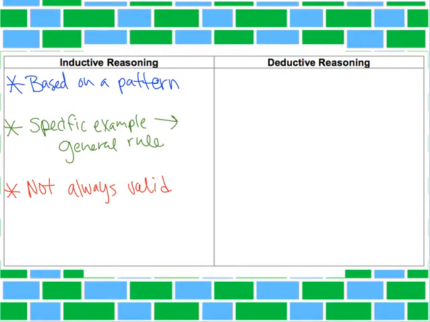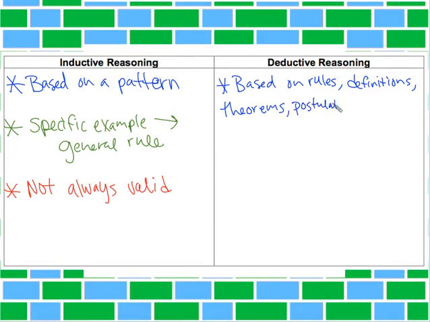Okay, so deductive reasoning is what we're starting today. This is a little bit more reliable. This is based on rules, definitions, theorems, postulates, formulas, anything like that. Anything that you're told is a definite rule.